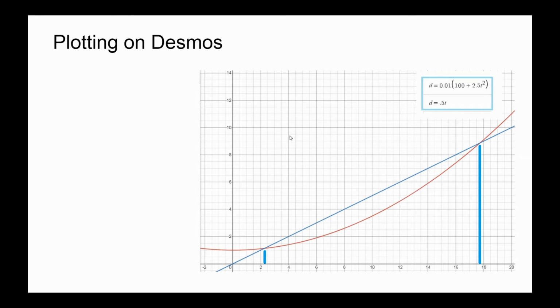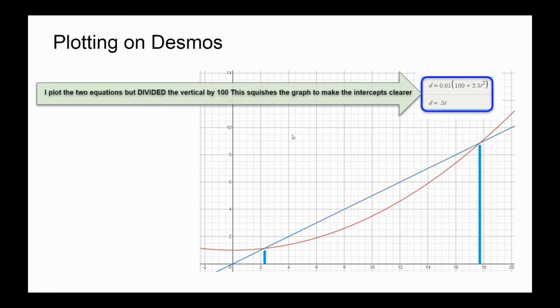Now, I've made a funny alteration to this graph. When I plotted the numbers, this graph is stretched so vertically it's unreadable. So this is an acceptable technique. I divided both equations by 100, and that caused it to squish the graph down vertically, so I could show you this intersection. So these numbers on the side are 100 times bigger. This is an 8, it's 800.